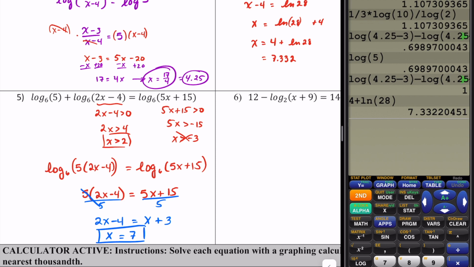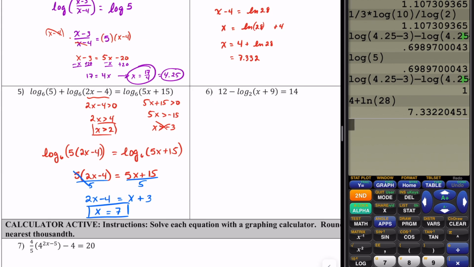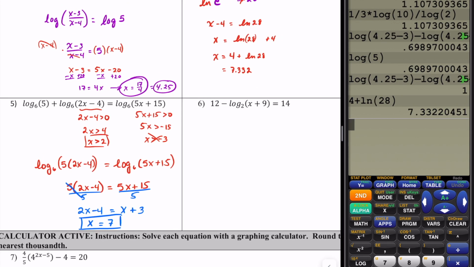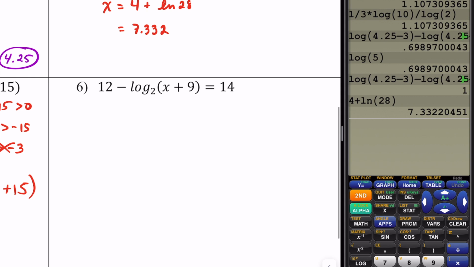Problem number 6. Here we go. Let's see, x plus 9 has to be greater than 0, so x is greater than negative 9 is my domain. Let's see here. I'm going to take this 12, move him to the other side. There we go. So now I got negative log base 2 of x plus 9. You see that negative out front. We got a couple ways to deal with it.